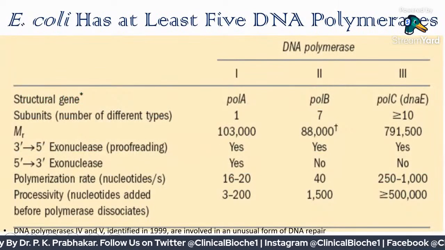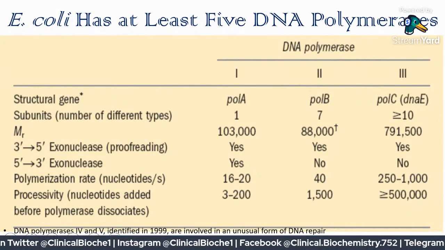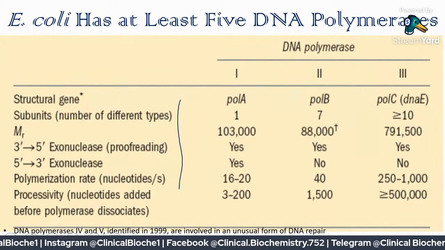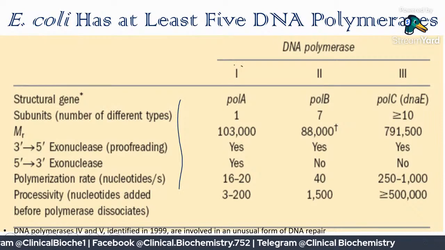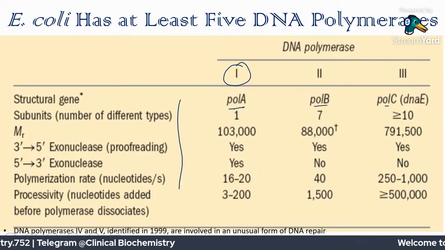So these are polymerase 1, polymerase 2, and polymerase 3 of bacteria, and these are their properties. Polymerase 1 is the product of the Pol A gene. See here, Pol A, Pol B, Pol C. They are written in italics, which means I am talking about the gene.